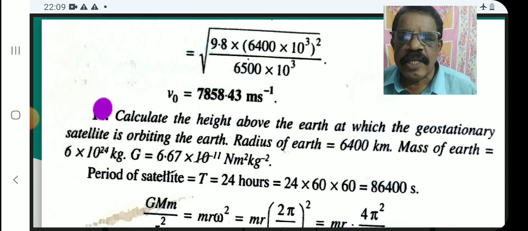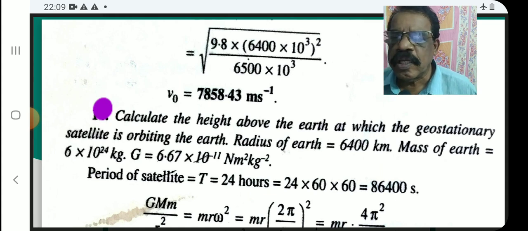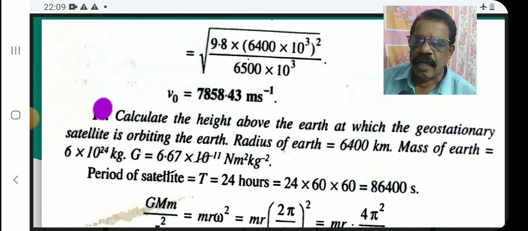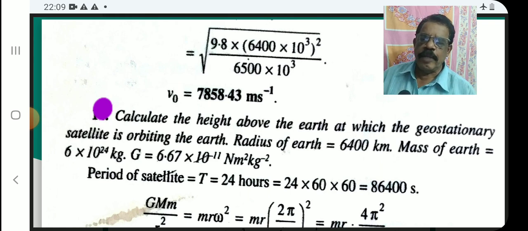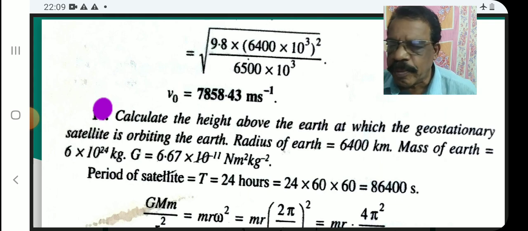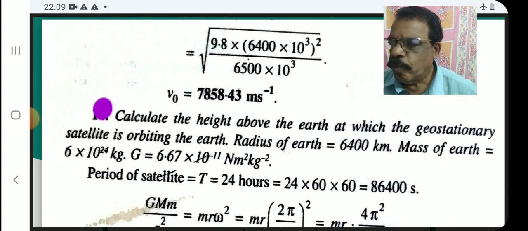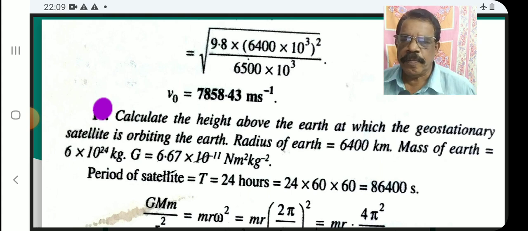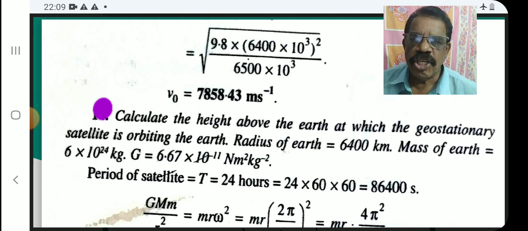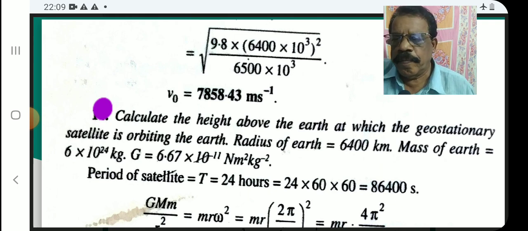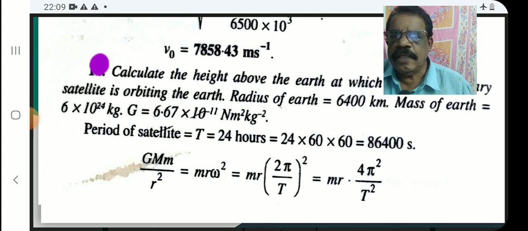Calculate the height above the earth at which a geostationary satellite is orbiting the earth. Radius of earth is given, mass of earth is given, g is also given. ആ എർത്തിൻ്റെ ഒരു ജിയോസ്റ്റേഷണറി സാറ്റലൈറ്റ്, ഒരു സിങ്ക്രോണസ് സാറ്റലൈറ്റ്, അതിൻ്റെ പീരിയഡ്, അതിൻ്റെ ഹൈറ്റ് കണ്ടുപിടിക്കാനാണ്. ഓർക്കണം, ഈ ചോദ്യം കാണുമ്പോൾ തന്നെ ഉത്തരം ഓർത്തിരിക്കാവുന്നതാണ്. ഏതാണ്ട് അപ്രോക്സിമേറ്റ് പറയുകയാണെങ്കിൽ അത് 36,000 കിലോമീറ്ററാണ്. The height of geostationary satellite of earth is about 36,000 kilometers.